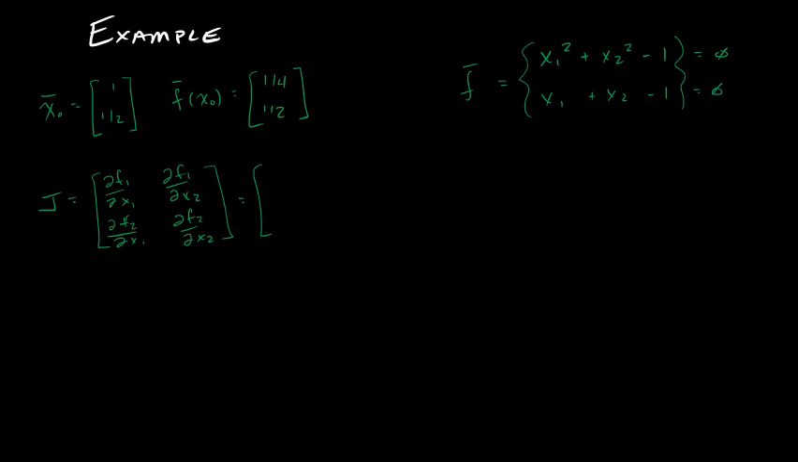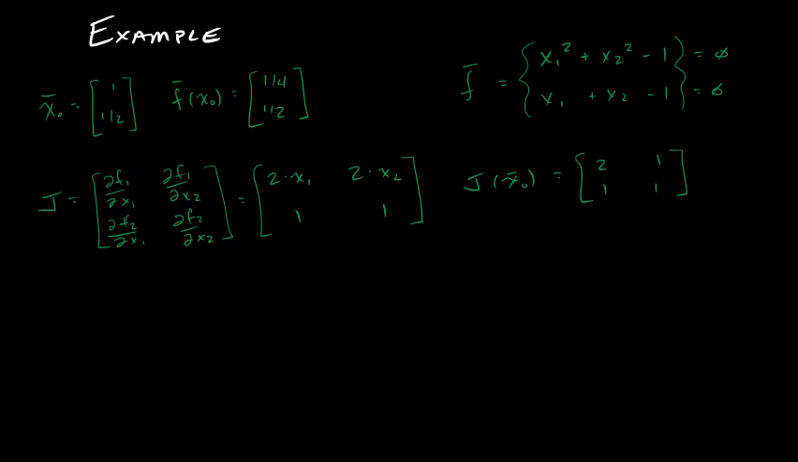So the derivative of the first equation with respect to x1 is just 2 times x1, and the derivative of the first with respect to x2 is just 2 times x2. And then down here, the derivatives of x1 and x2 are just 1. So we have 1 and 1. That's my Jacobian. And then we need to evaluate that at our guess, so we just plug in 1 and 1/2. That's super easy. This comes out to 2, this comes out to 1, and these don't change. There we go. So we now have all the information that we need.